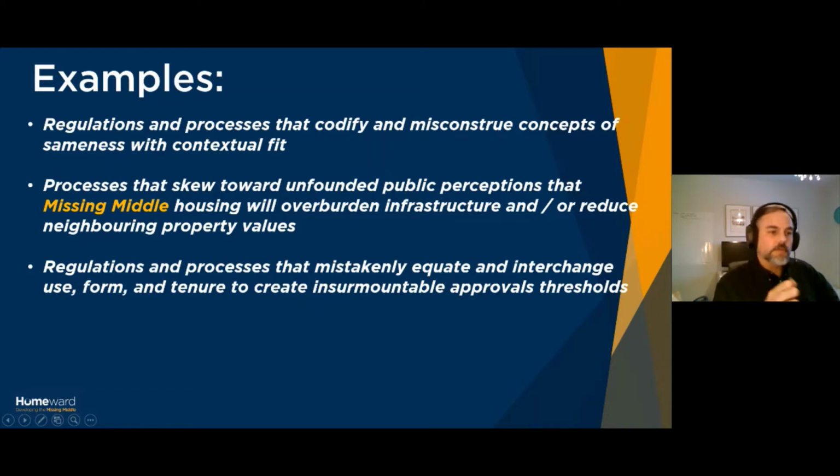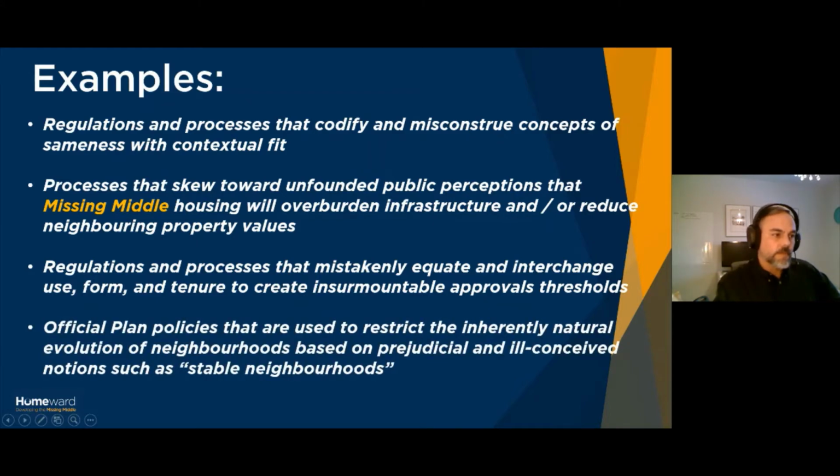But again, in the small urban centers and rural communities, the impact or the differences between singles, semis, townhomes, 3-story walk-ups is really quite minimal, and we shouldn't have our regulations overemphasizing what those differences are.